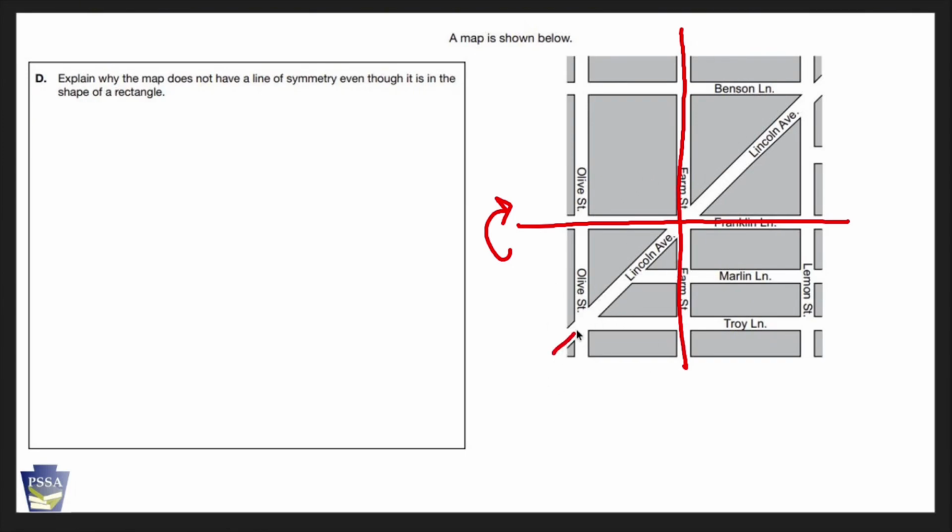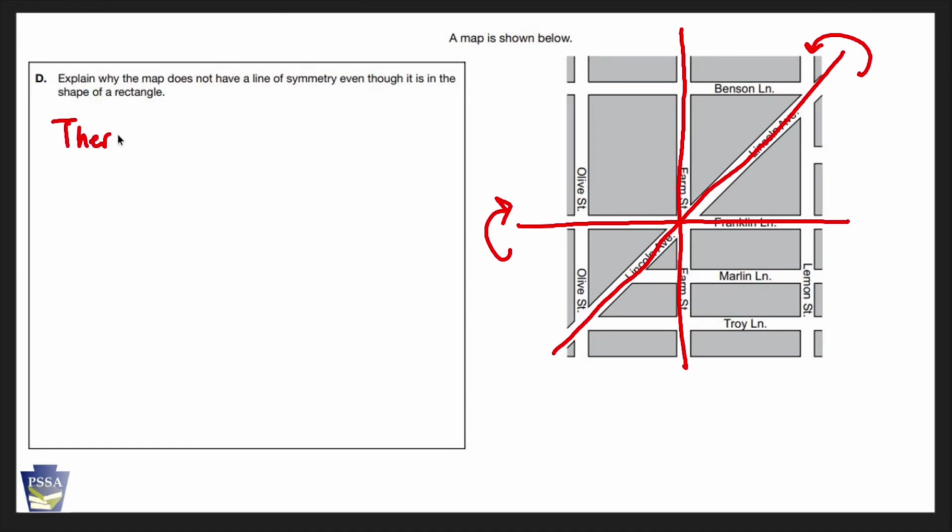Even if you were to fold this over diagonally, and try to fold it over that way, the bottom right corner is not the same as the top left corner. So the reason why there is no line of symmetry is there is no line that you can draw where opposite sides are mirror images of each other. And so that's what we're going to say.